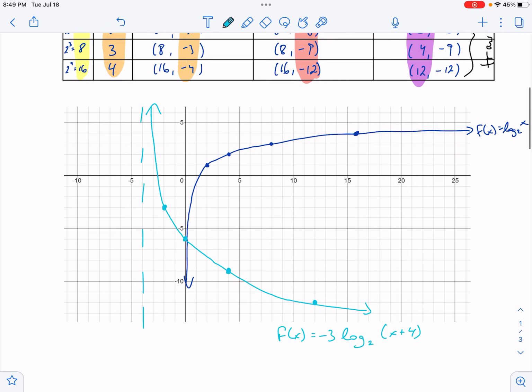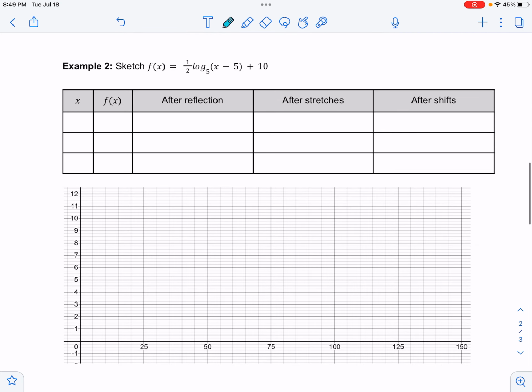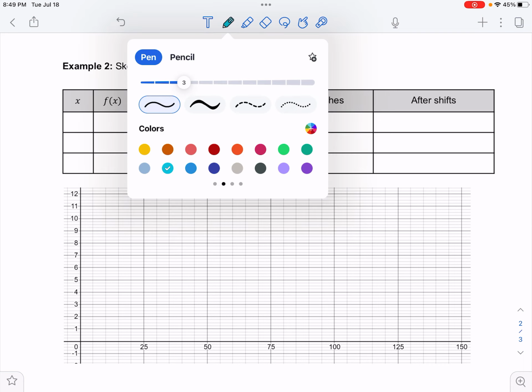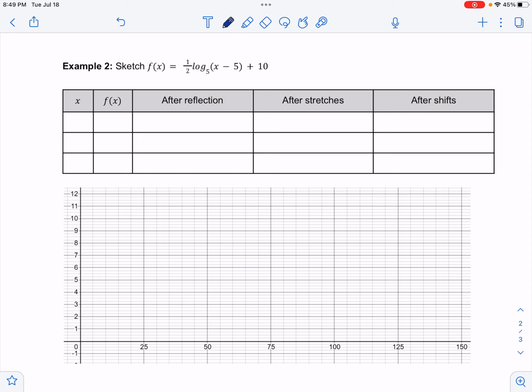Okay, we'll do a second one now, just so we can see everything that's happening. Let's start by filling in our table of values. Just like last time, I'm going to use y values. I'm going to put those in first. And remember how we generated it?